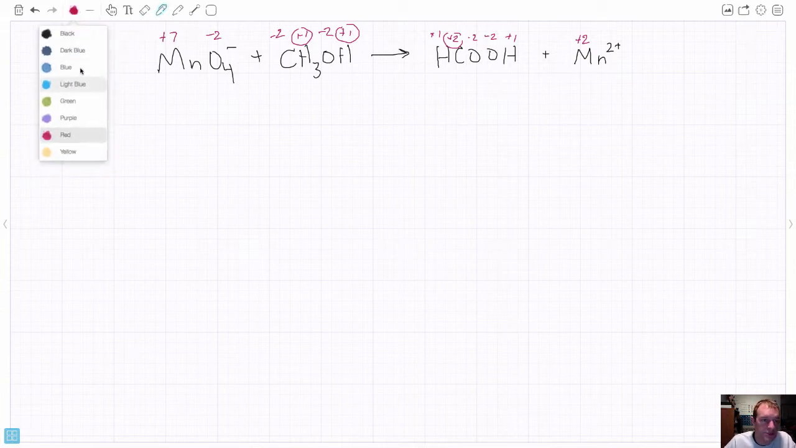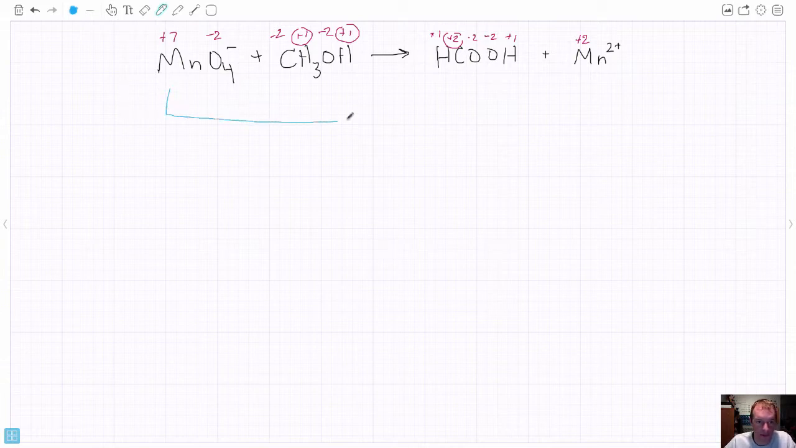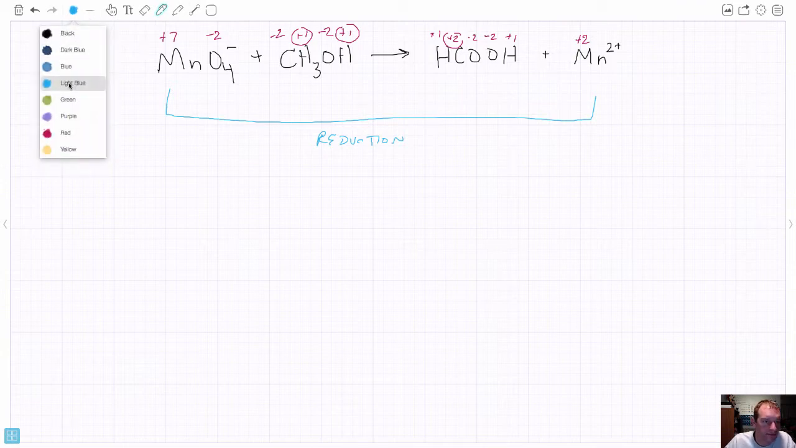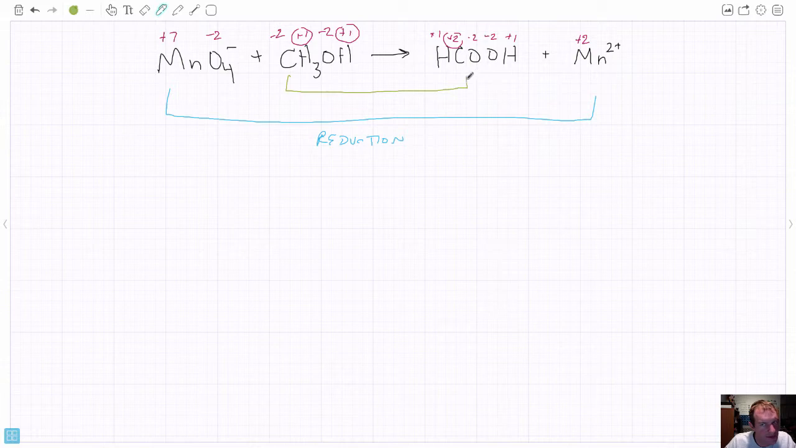Now what we can see is we've got some oxidations and some reductions happening here. You've got your manganese go from +7 to +2, and that's a reduction. To go from +7 to +2, you have to gain electrons. And then you've got your carbon, which is going from -2 to +2. In order to do that, you have to lose electrons, so that's your oxidation.